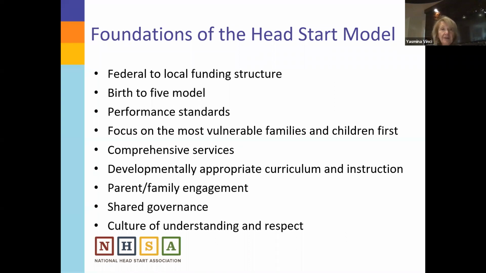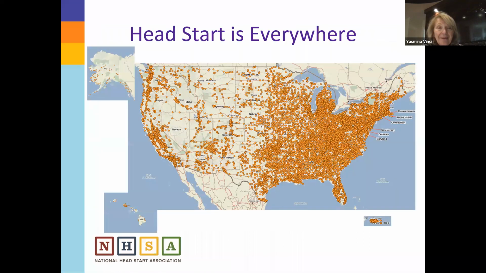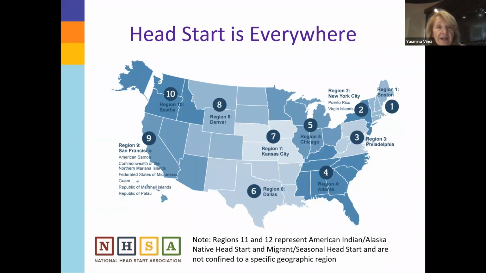And Head Start is everywhere. There is a heat map of it. And I think the states that have populations that are more sparse, but Head Start is in urban areas, rural areas, migrant communities, Native American communities. It really, truly is everywhere. You'll see it also in the corner in Puerto Rico and in Hawaii and in some of the Pacific Islands. So, it's organized in 10 regions, plus the migrant and seasonal Head Start and the Native American Head Start.